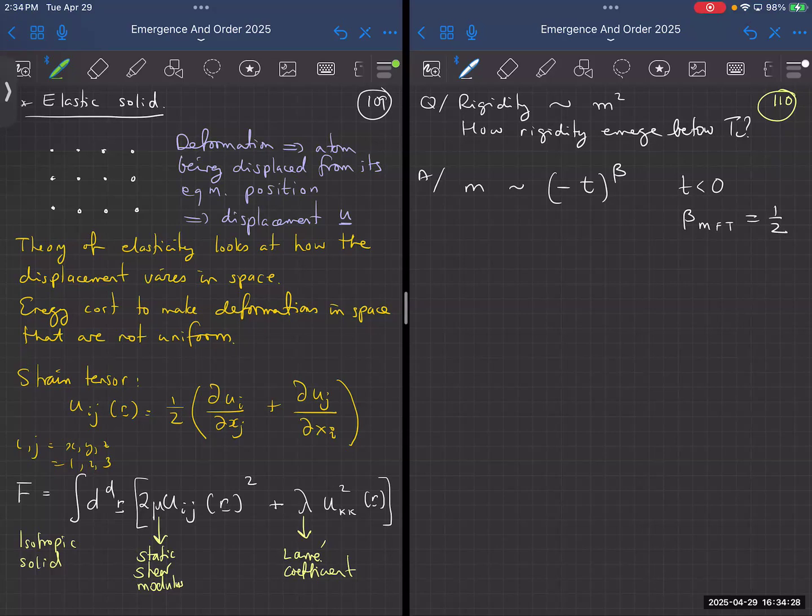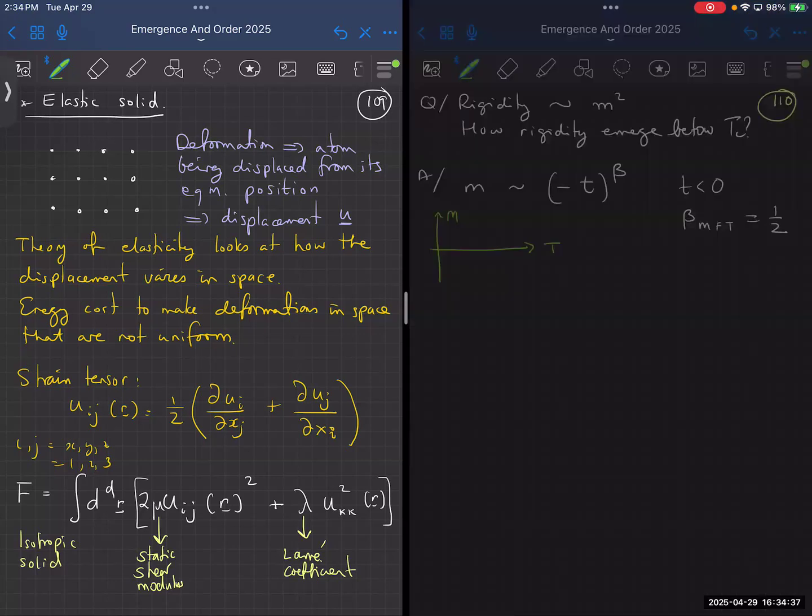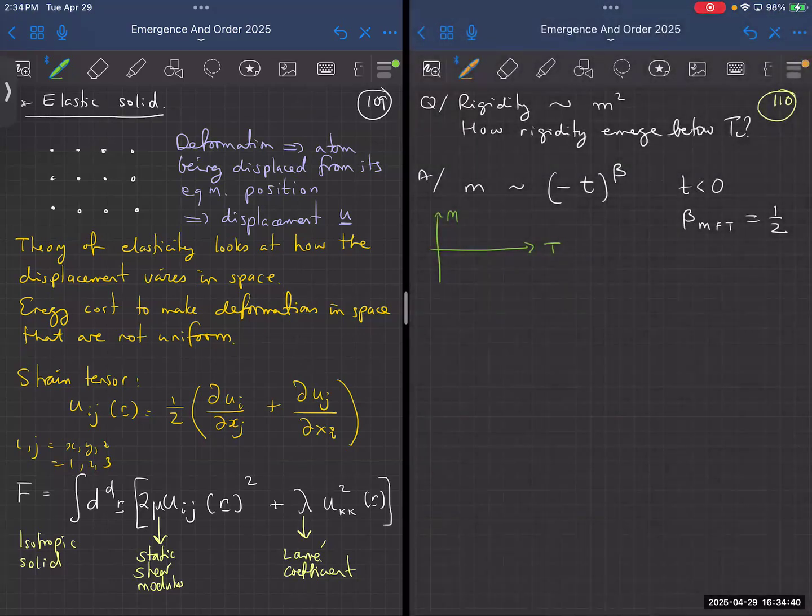Okay, so that's just showing you this. So here is the magnitude, here is t, here is Tc, and then the order parameter goes up like that, or on the other side, it goes like that. So it's forming a parabola at Tc, and so therefore it's going like the square root around this thing here. So here, this is m, this is a parabola.